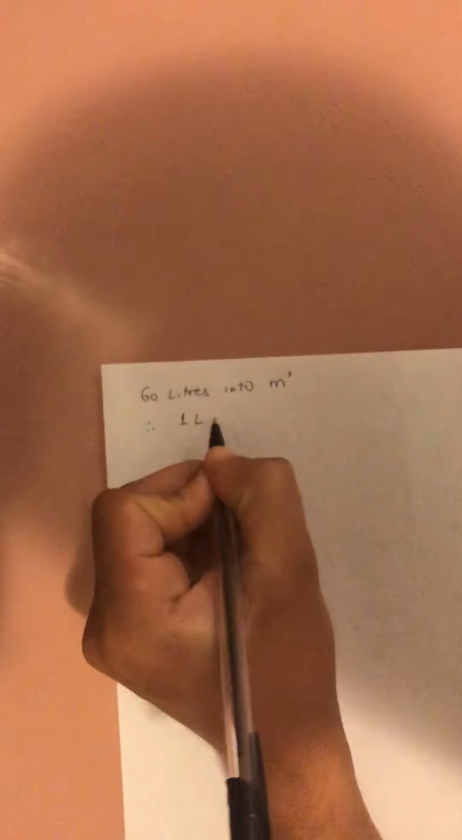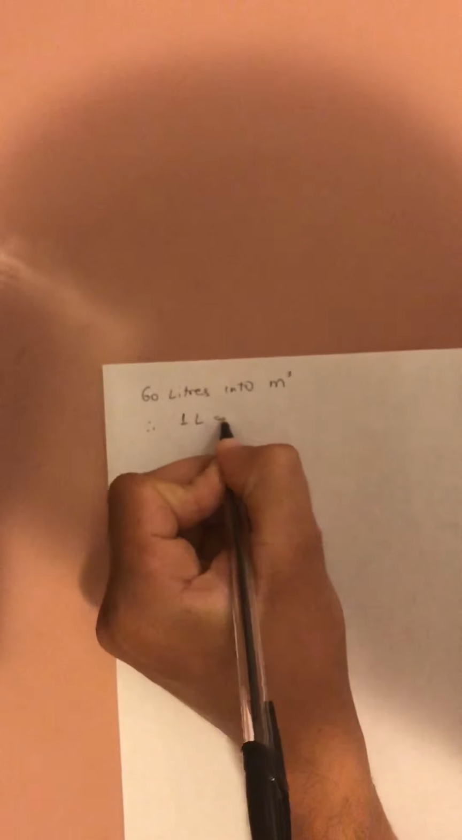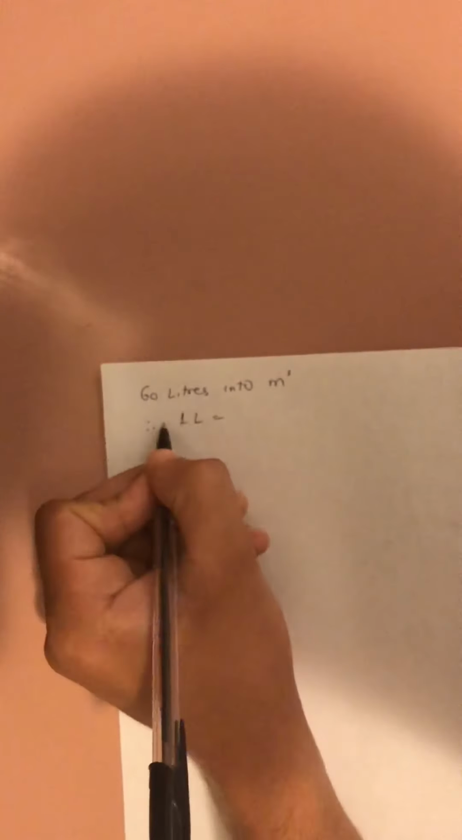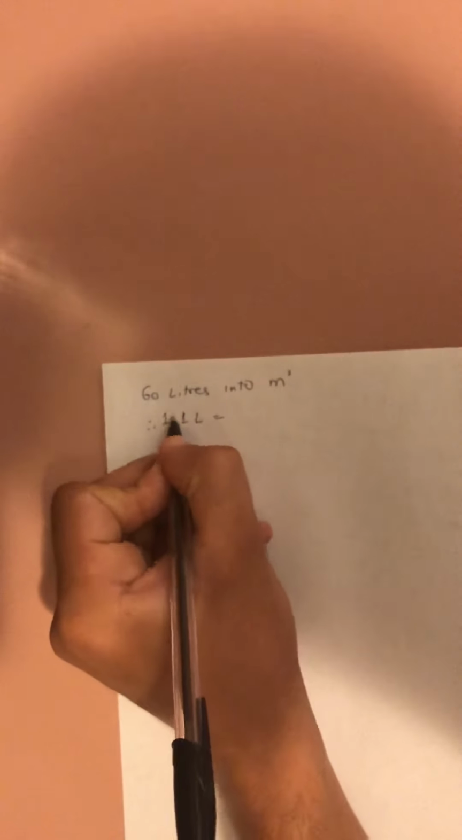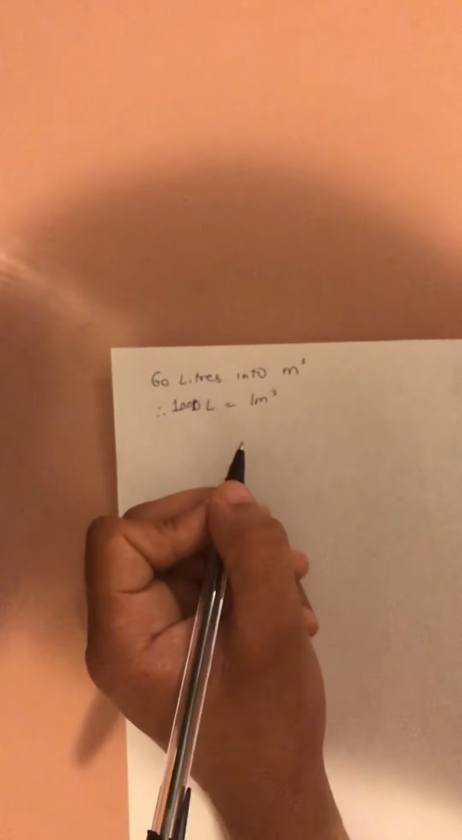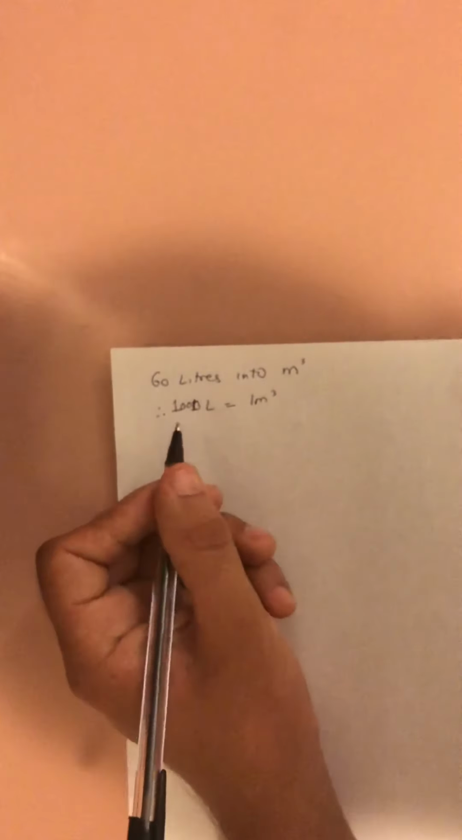We know the relation between 1 liter is equal to, I mean, should be 1000 liters is equal to 1 meter cube. Okay, this is the relation. You should know that. So 1 liter is equal to 1 meter cube. Okay.